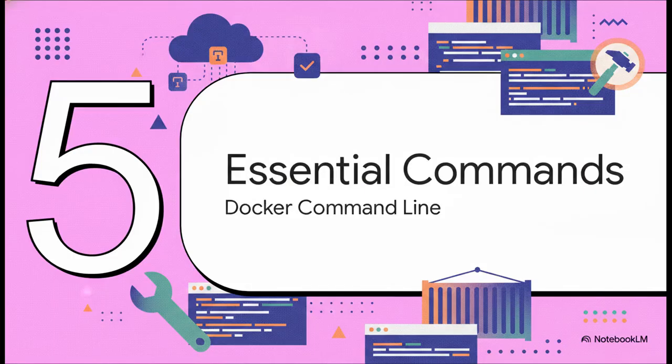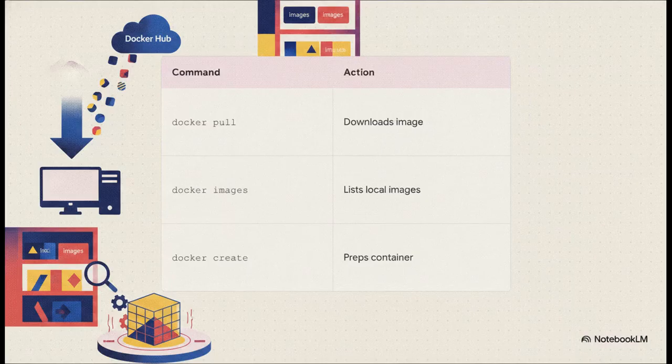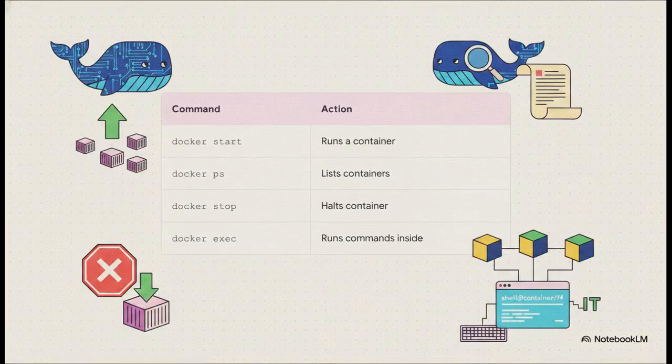And finally, Section 5, Essential Docker Commands. Time to hit the command line. So the crucial point here is how we actually prepare our environment before we run anything. First up, we use docker pull to download our desired image from Docker Hub right down to our machine. Next, docker images acts as sort of an inventory check. It lists out all the local images you've successfully downloaded. And finally, docker create uses that image to prep a container, staging it perfectly for us without actually starting the execution process.